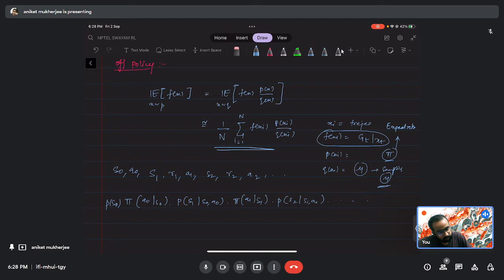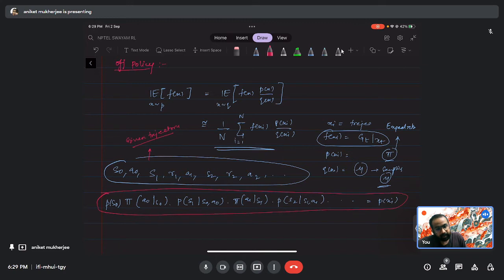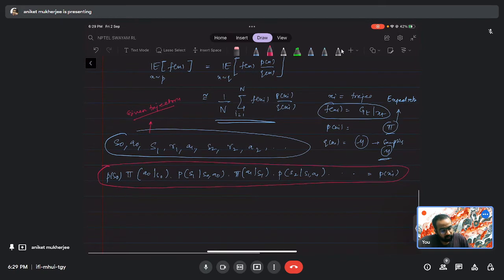And this is your P of x1. So this is the given trajectory. Given the trajectory, this is what you want to calculate: the expected reward for the policy that you want to evaluate, but you're not able to simulate it. So you simulate using a different policy, which is mu. Under the policy mu, you will get a different probability: mu of A0 given S0, S1 given S0, and so on.